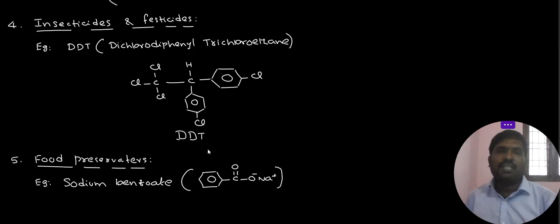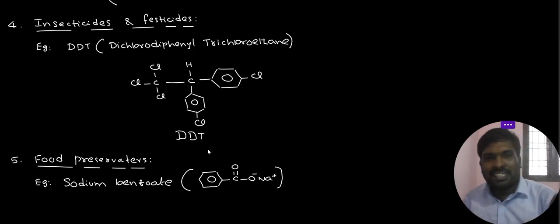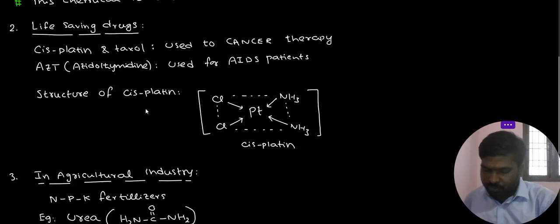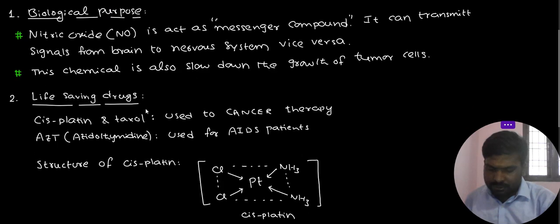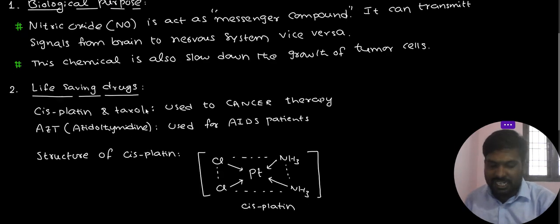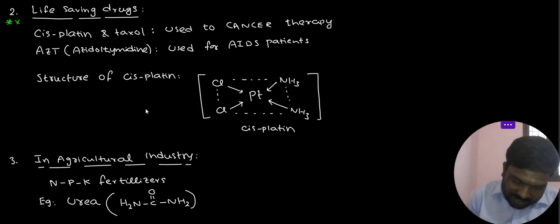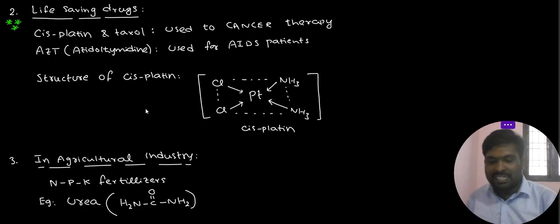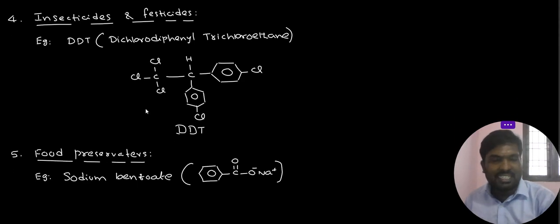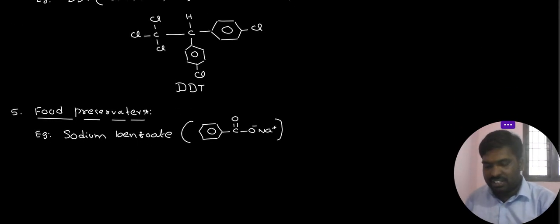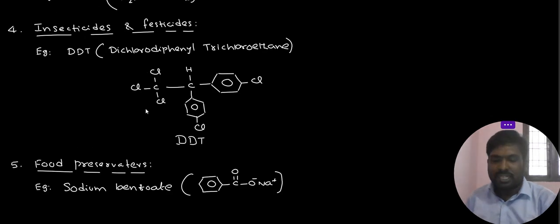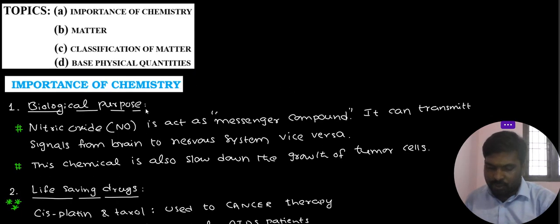So these are some importances. Many importances are there, but these are some of them. First one, biological purpose: we discussed nitric oxide and life-saving drugs, which are very important. Cisplatin and taxol and AZT, and the agricultural industry, and insecticides, pesticides. Best insecticide is DDT, and food preservatives. Understood? So now what is the next topic?